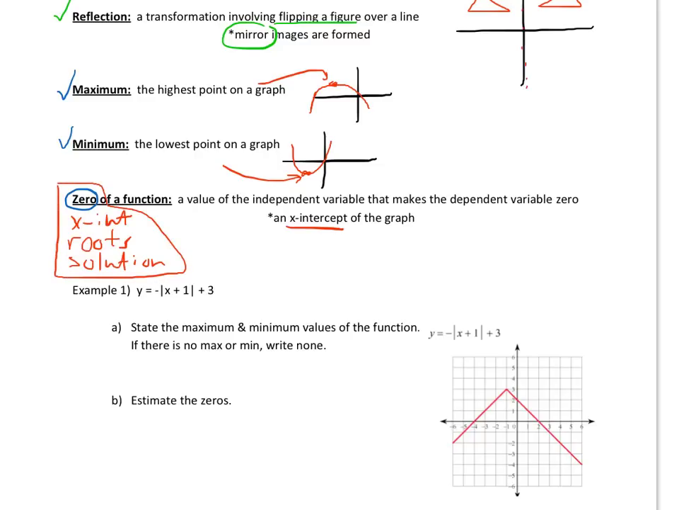We want to be comfortable with that because lots of questions will ask for x-intercepts, they'll ask for zeros, they'll ask for roots, but they all mean the same thing. We'll look to the same place to find what they're looking for. And this ends Lesson 3.4, Video 1.